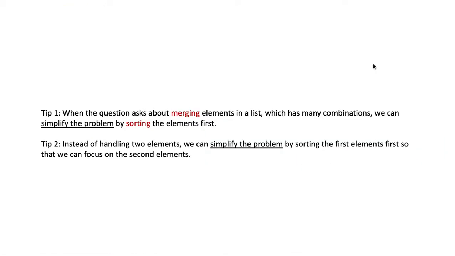There are two tips I would like to provide here. First, when the question asks about merging elements in a list, which has many combinations, we can simplify the problem by sorting the elements first, and then we can traverse down the list to achieve a linear time complexity. Second, instead of handling two elements, we can simplify the problem by sorting the first elements first, so that we can focus on the second elements.